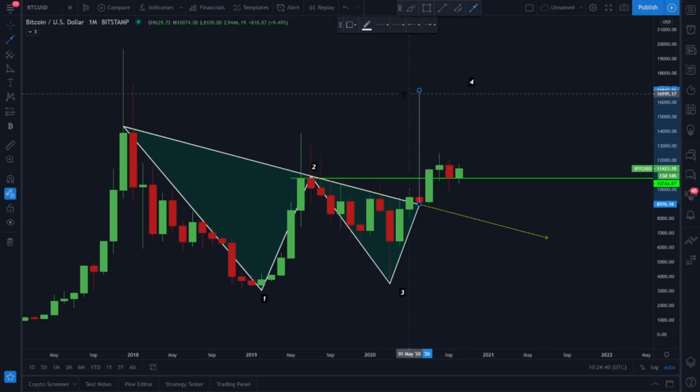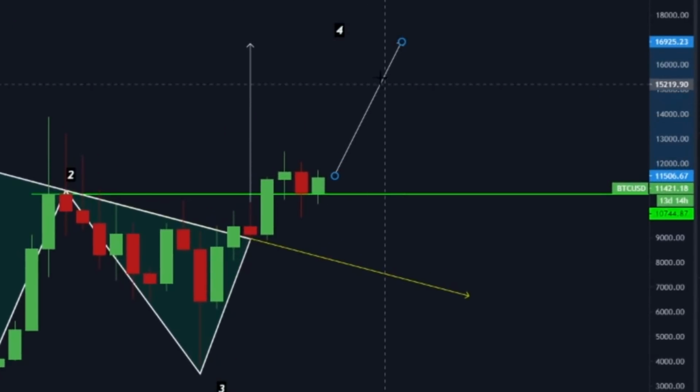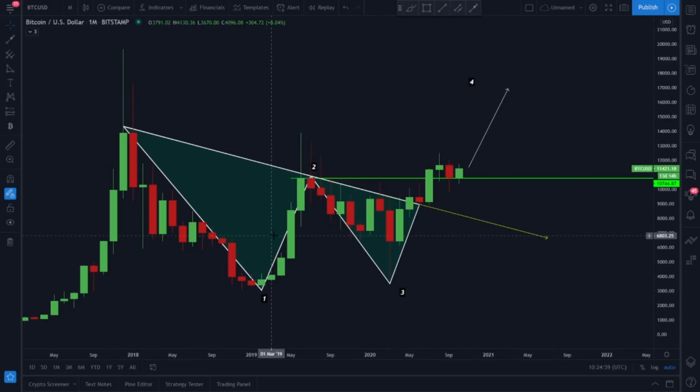So in this case, this is pointing out that the price of Bitcoin could actually go easily around this 16 to 17,000 price level according to this 1 2 3 4 buy reversal pattern looking at the monthly time frame. So now we can see the trend looks very bullish, right?